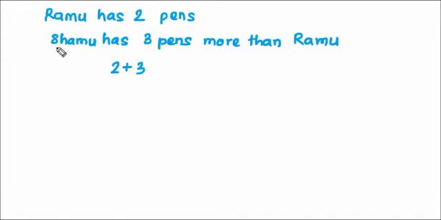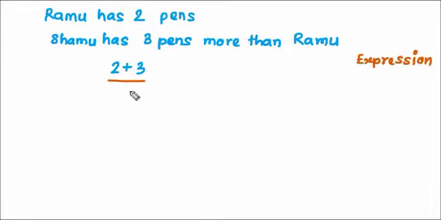So, if you see here, Shamu has not expressed his quantity directly. He has expressed his quantity in relation to Ramu's number of pens, another quantity. So, a quantity which is expressed in relation to another quantity, we call it an expression.